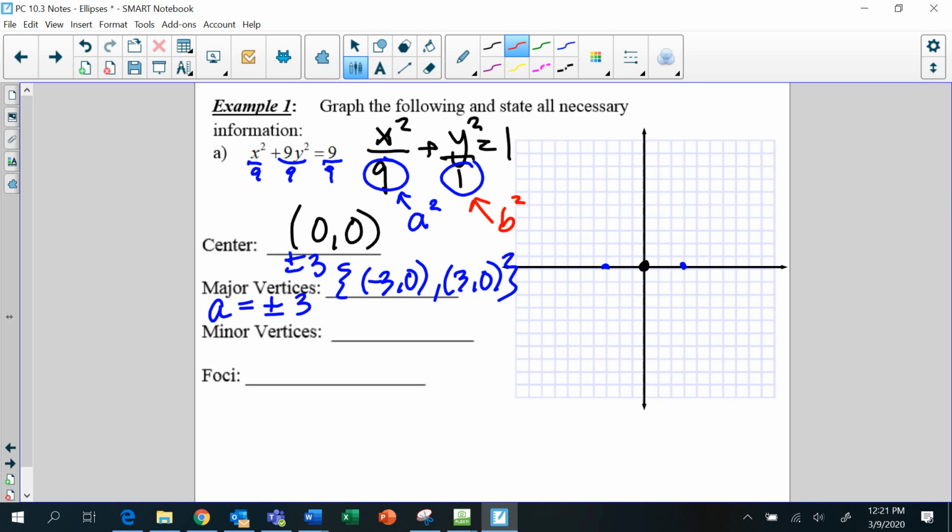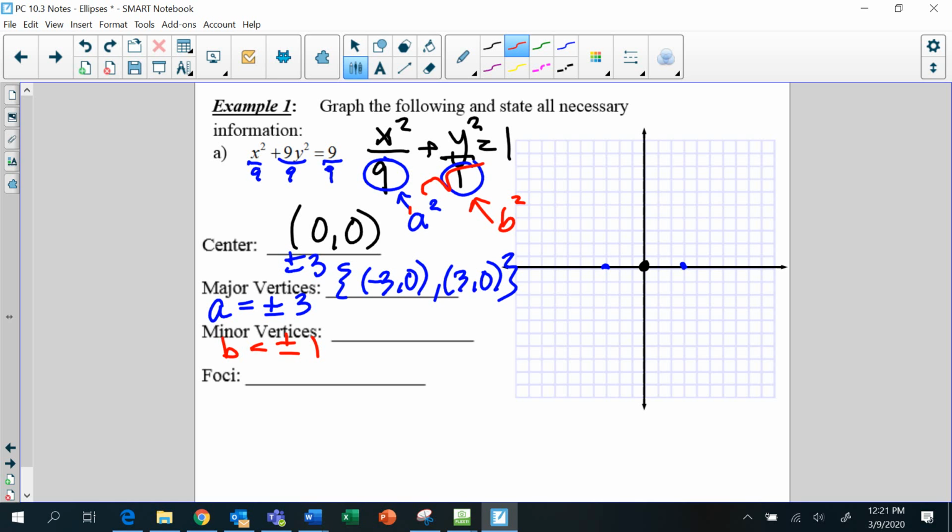The minor vertices go off of the smaller number. The smaller number is the b squared. That's 1. It's under y. So I first have to square root b squared. So I get plus minus b equals plus minus 1.